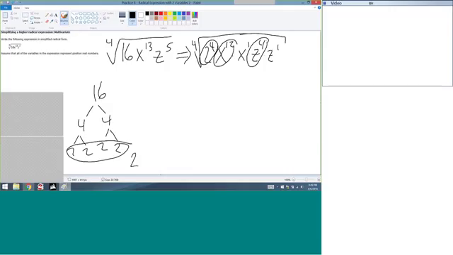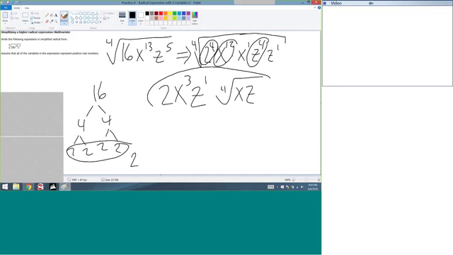So the x and the z, they have to stay because 4 does not go into 1, so those cannot reduce. So we get a 2, 4 goes into 12 3 times, and 4 goes into 4 once. We still have a 4th root, so we have to put that 4 in there, and then x and z remain. And that would complete that one. Is everything making sense so far?